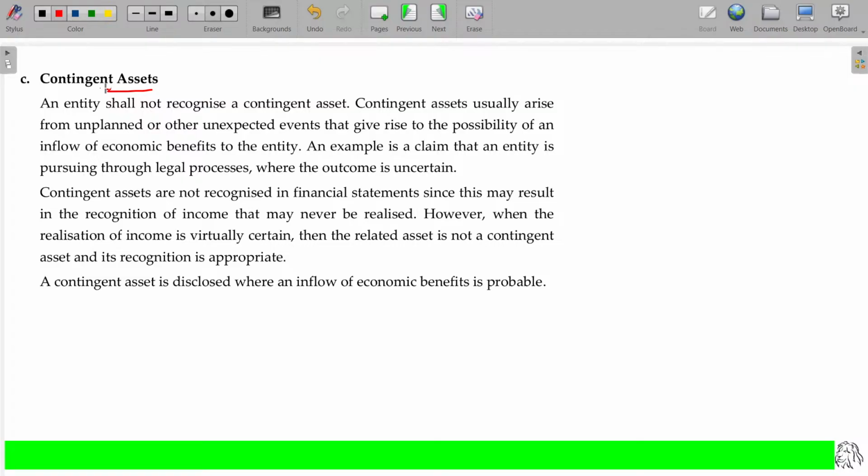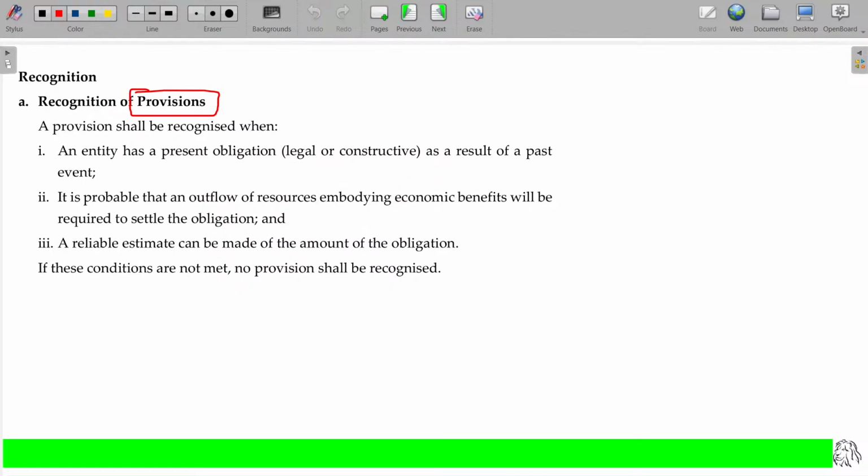Usually, contingent assets should not be recognized, because as per the realization concept, any revenue should be recognized only on realization, so it will not be recognized. But it can be disclosed by way of notes to accounts if an inflow of economic benefit is probable. Usually it should not be recorded in your books. But in case of provision, it shall be recognized in your balance sheet.